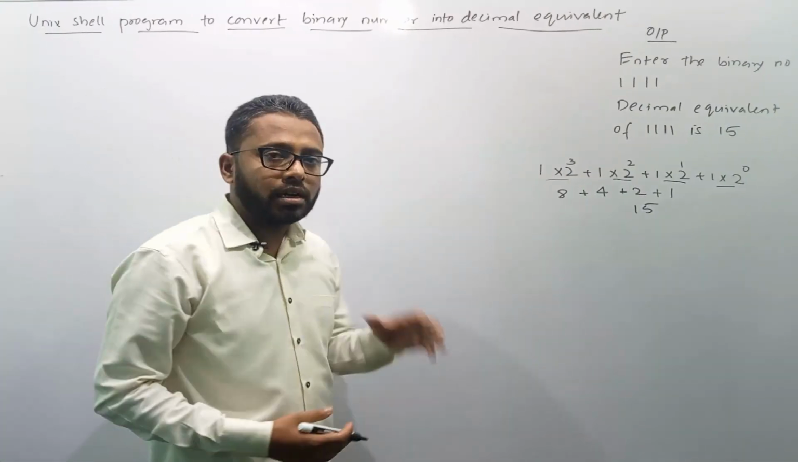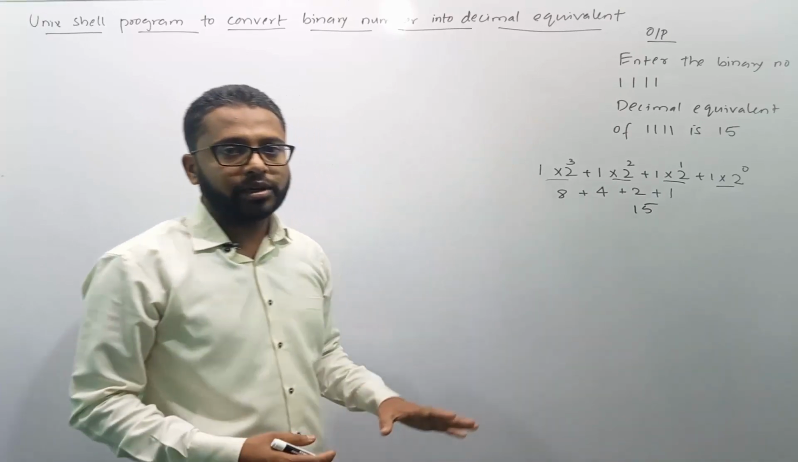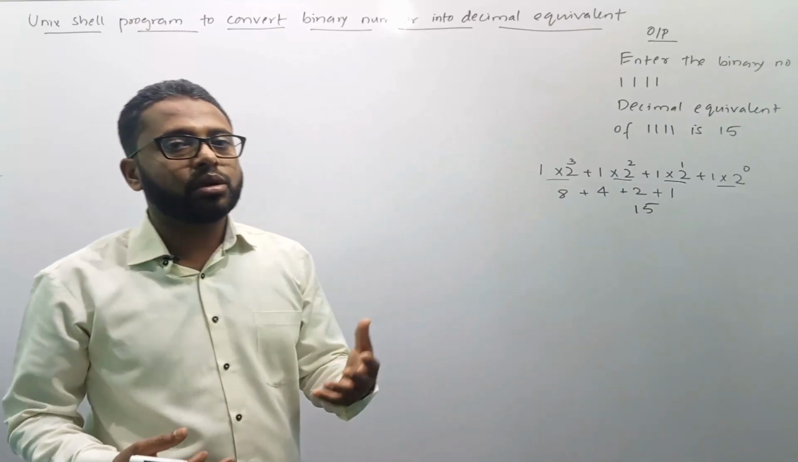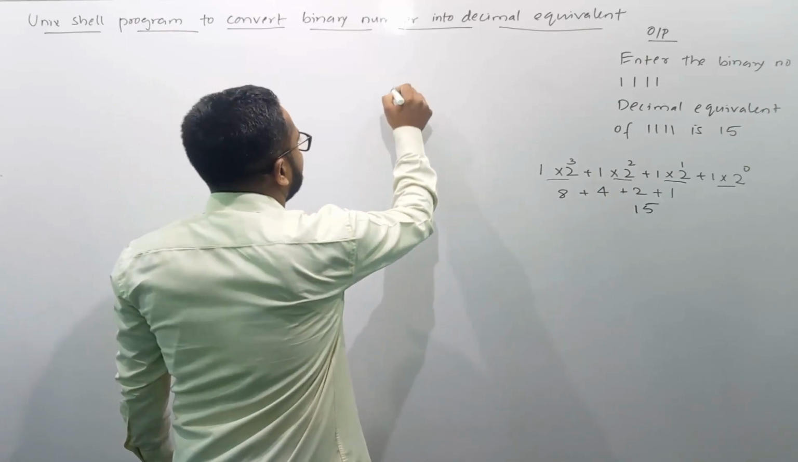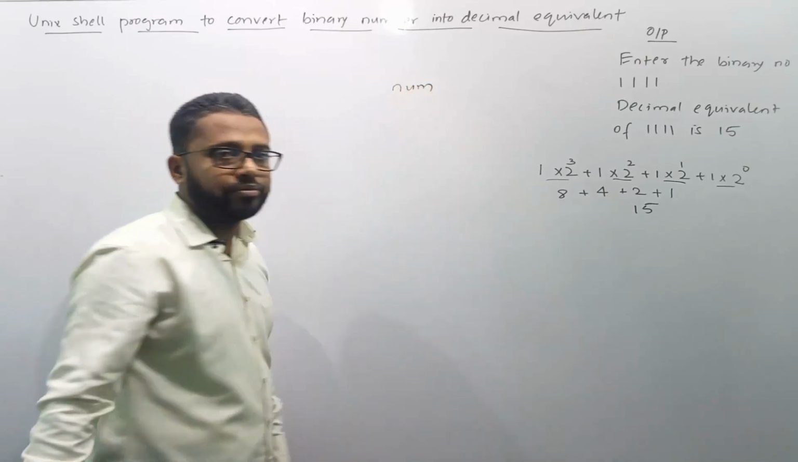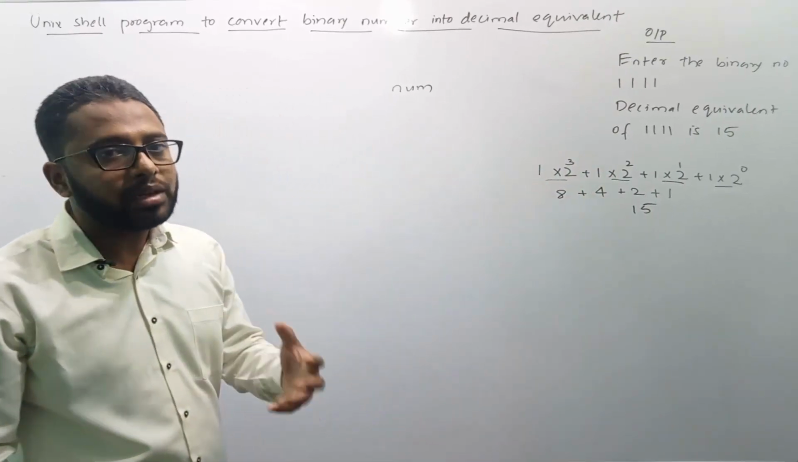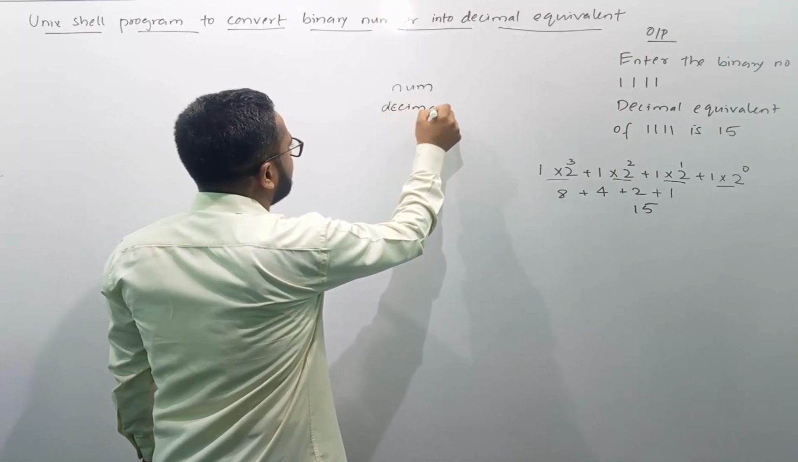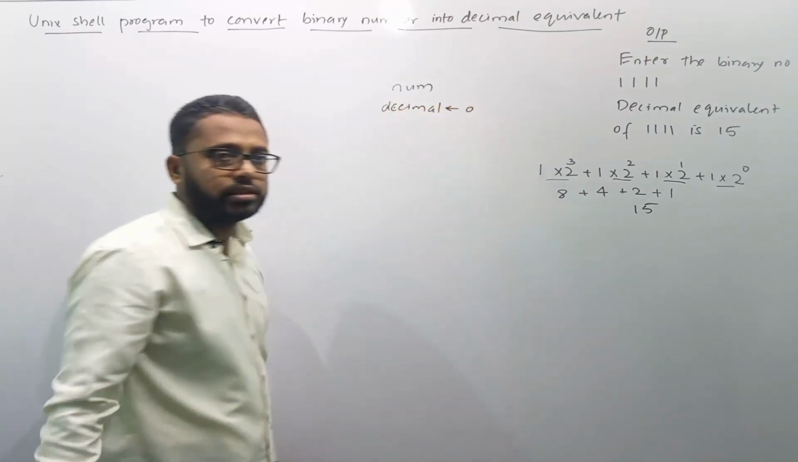Now let us first try to understand how many variables we require to write this program. Since we are asking the user to enter a binary number, our program needs to store that binary number. So we will create a variable, let us say num, and we are calculating the decimal. To hold the decimal value in our program, we need to create a decimal variable also, and I will initialize that variable with 0.